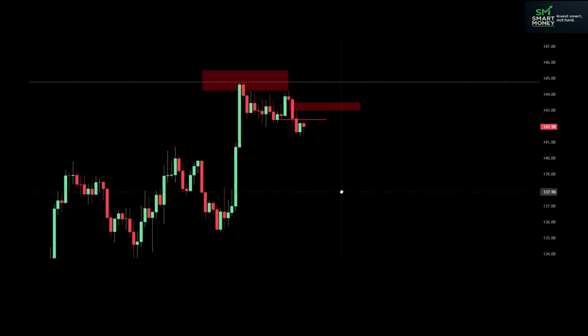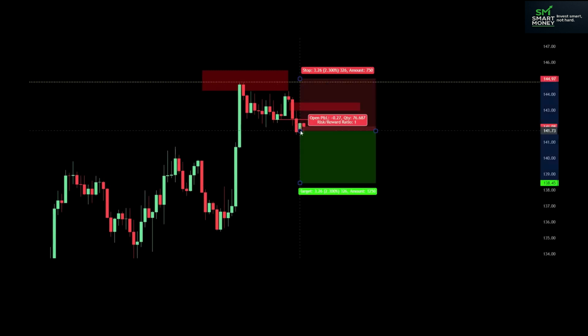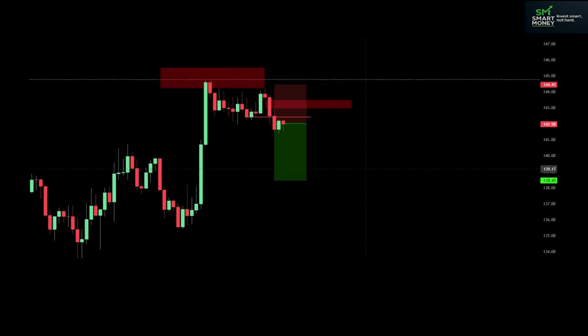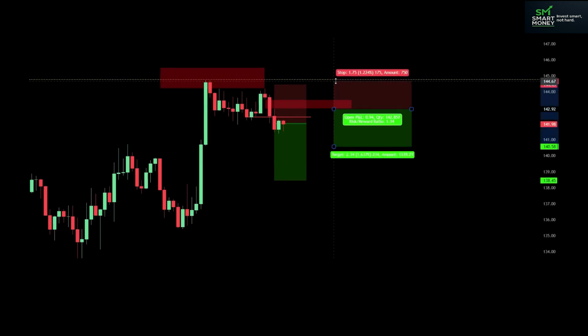So what we could do, there's two different ways we could enter. You can simply enter a short position on the break and closure of this opposing level. Stop loss goes above the swing high. That is one area we can enter. The second area we can look for an entry is if price comes and taps into this fair value gap, and stop loss above the previous swing high.